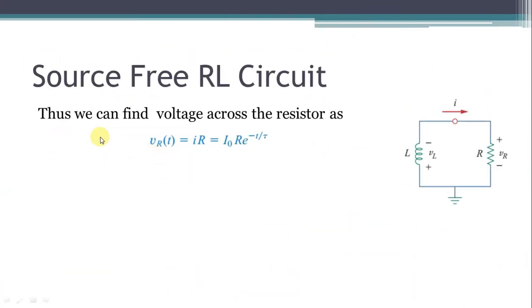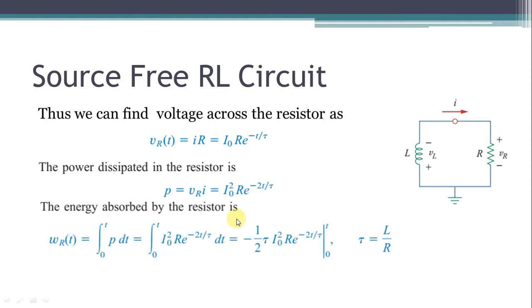So we can also find the voltage across the resistor from that equation: VR at any time equals iR from Ohm's law. Putting the value of i into this equation gives us I naught R e to the power minus t over tau. Similarly, we can find the power dissipation of the circuit from this equation: p equals vi. So putting the value of VR into the equation gives us I naught square R e to the power minus 2t over tau.